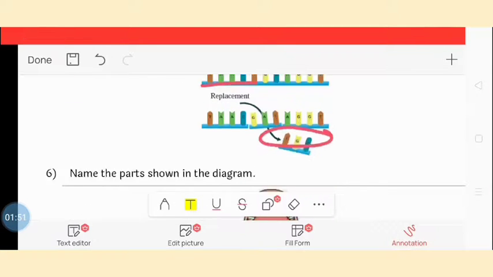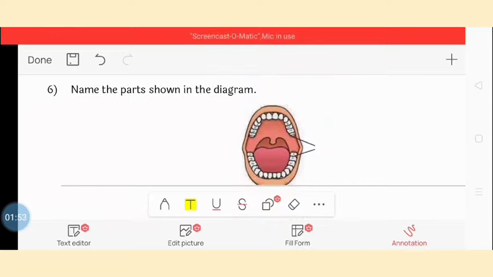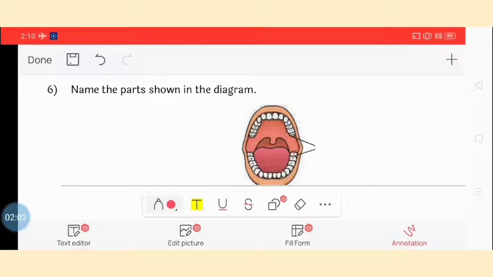Next, the sixth question. Name the part shown in the diagram. The part shown in the diagram is a vestigial organ of our body called wisdom teeth. So these are the wisdom teeth.